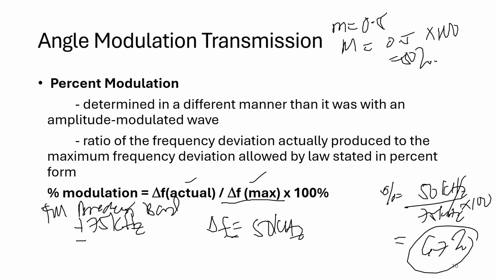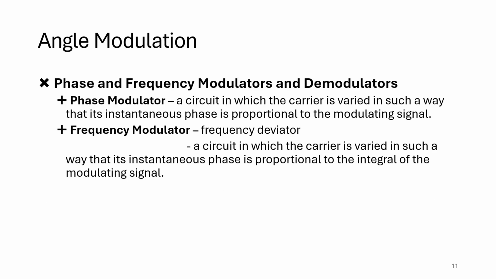So do not be mistaken. Okay, so you'll just have to multiply your modulation coefficient or modulation index by 100%. So technically, when in FM we say percent modulation, this is definitely not just the percentage representation of our modulation index. Okay, so that's your percent modulation. Next, we have here phase and frequency modulators and demodulators.